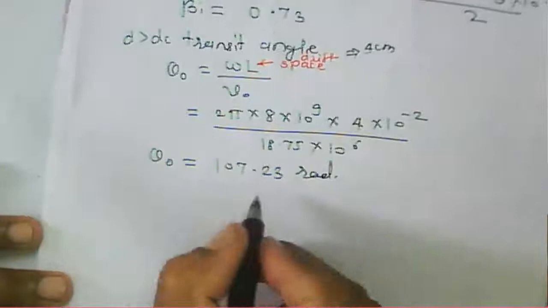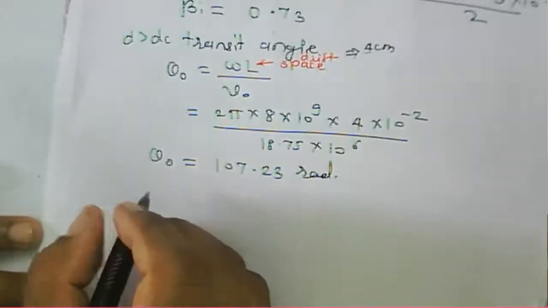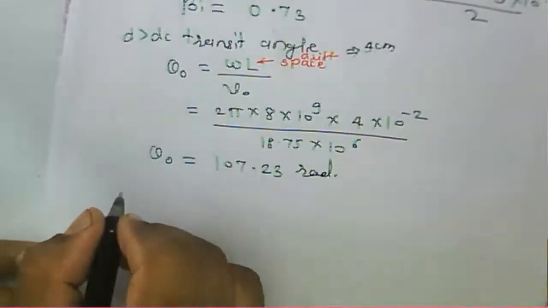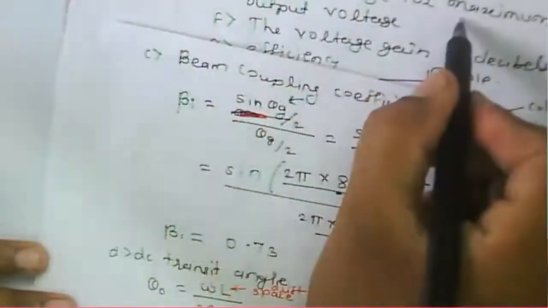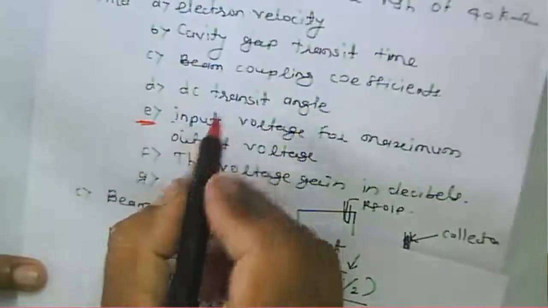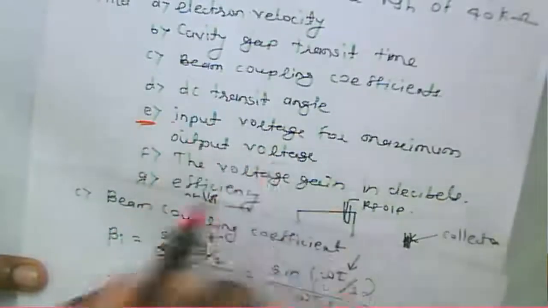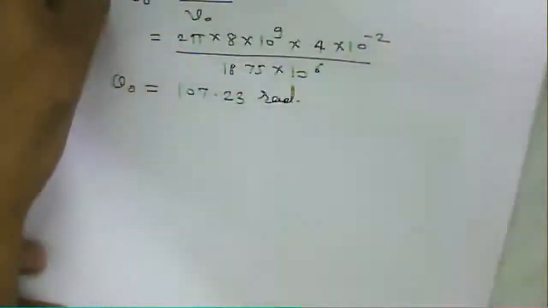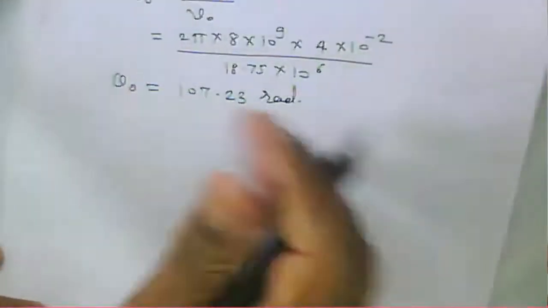That is about a two cavity. Now next, our aim is to solve for the input voltage. Our aim is to find the input voltage for the maximum output voltage.